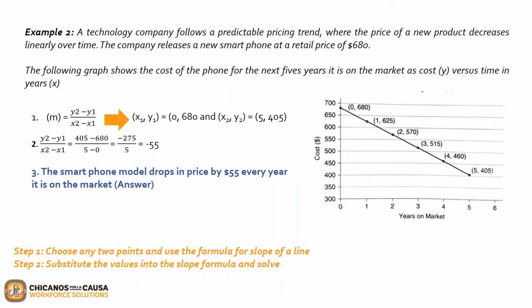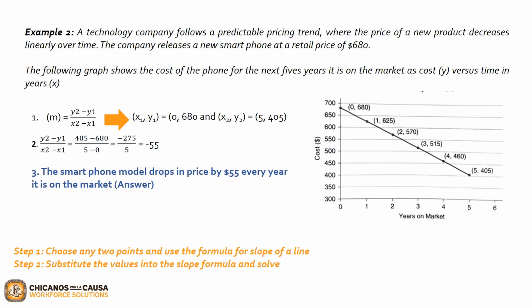So we have the 2 steps. Step 1 is to choose any 2 points and use the formula for the slope of a line. Step 2 is substitute the values into the slope formula and solve. So remember that when we're using 2 separate points, we're not going to do our regular rise over run. We're going to do y2 minus y1 over x2 minus x1. So it means the exact same thing, except that we have multiple plot points.